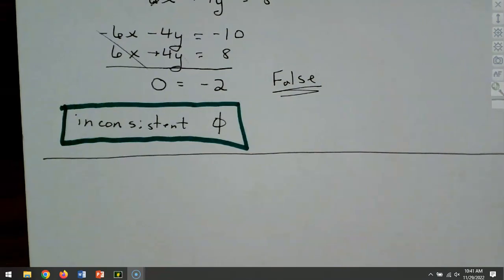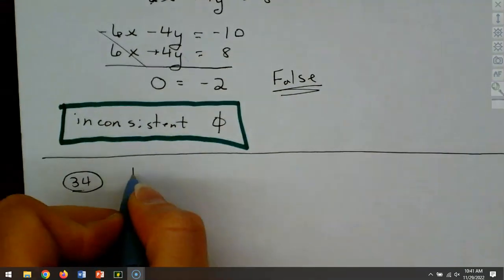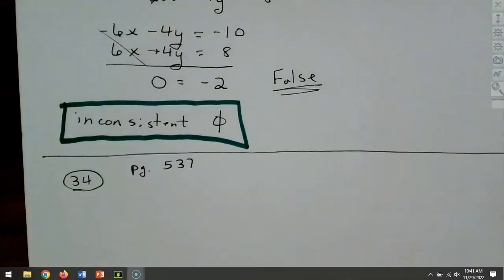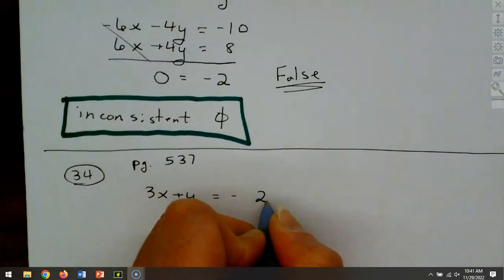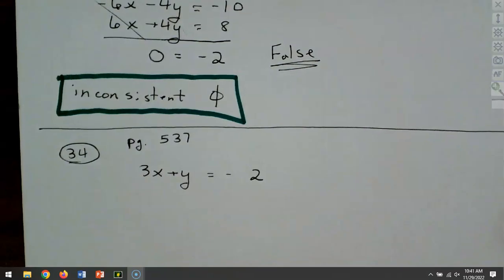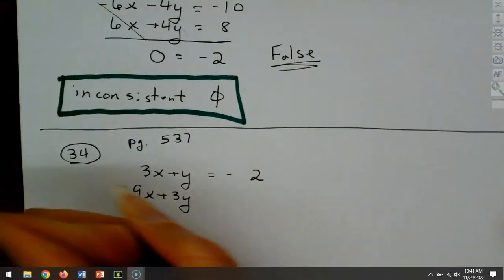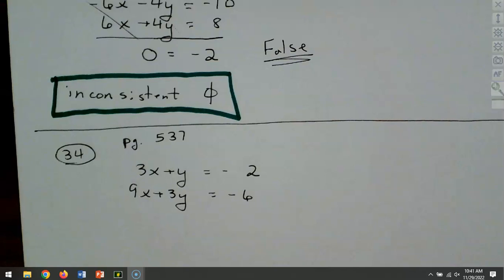So 34. Same page, so page 537. We're going to look at question 34. And that is 3x plus y equals negative 2. And the other one is 9x plus 3y equals negative 6. Okay, so this one should now give us an infinite number of solutions, and let's see why.